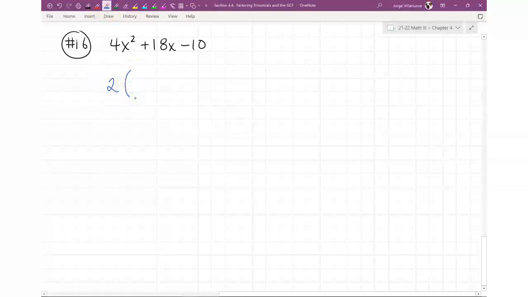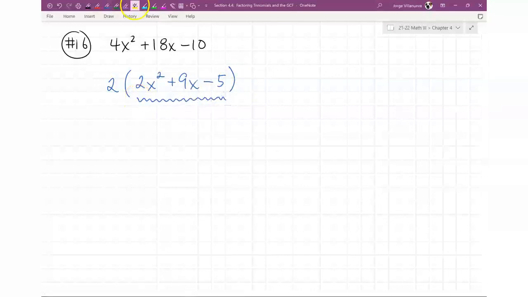So 4x squared, if I divide it by 2, I get 2x squared. If I factor out a 2 from 18, I get 9x. And if I factor out a 2 from 10, I get a 5. Okay? So we want to do that first. Now, we're only going to pay attention to this piece for now, but do not forget that there is a 2 right there on the outside that has to be in your answer. Don't forget about that too.